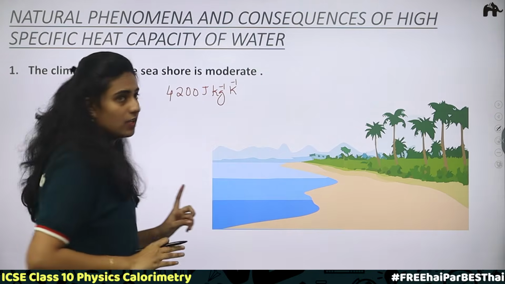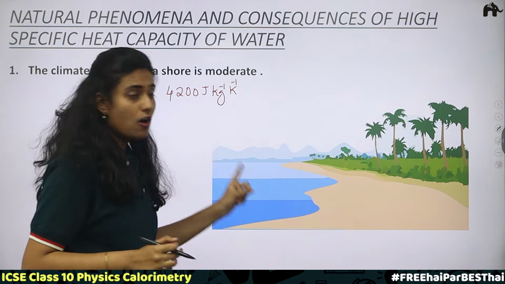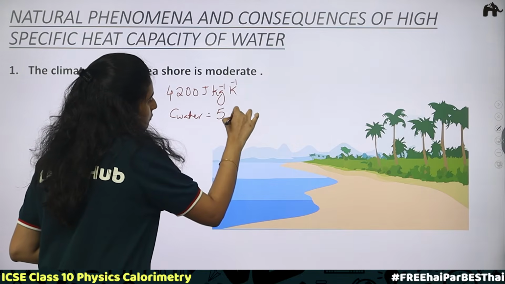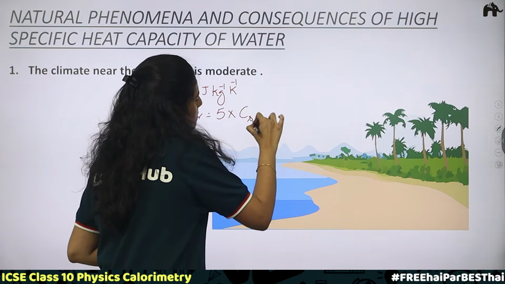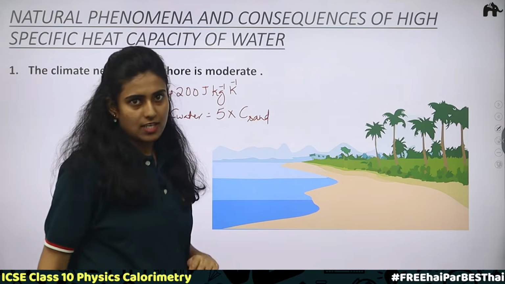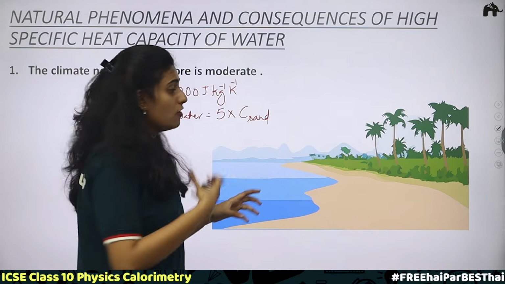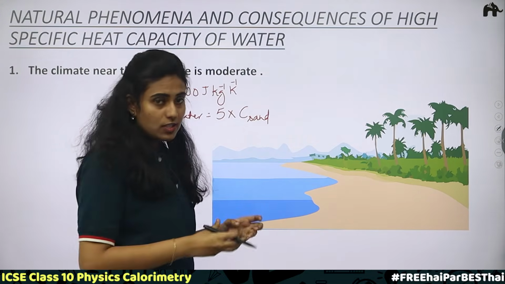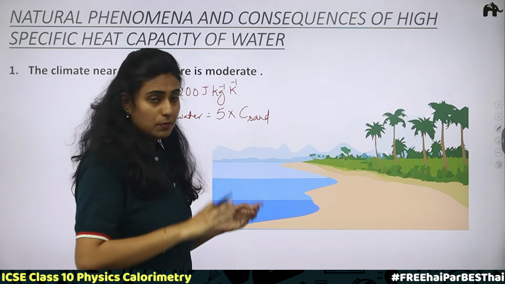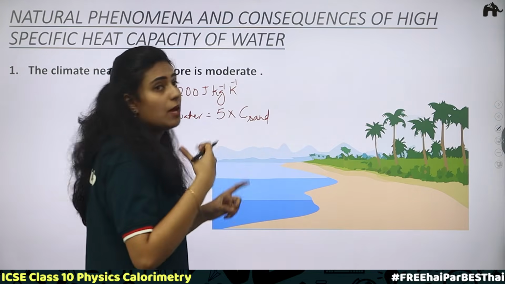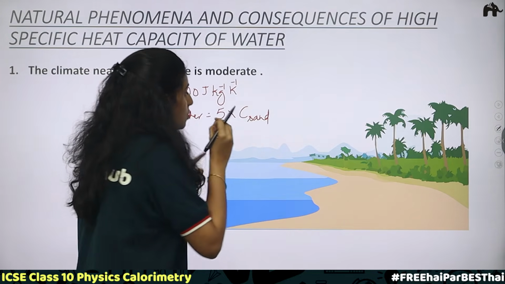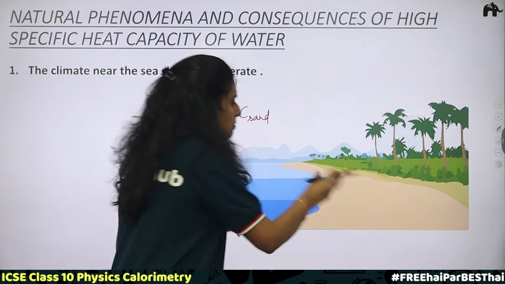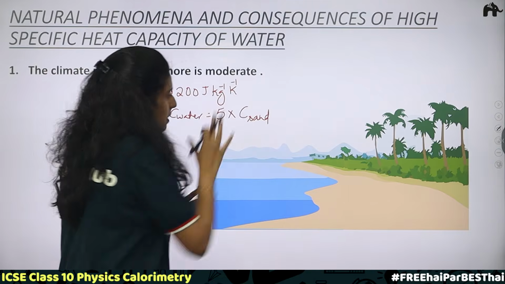Here you have to remember one thing: the specific heat capacity of water, C of water, is approximately 5 times the specific heat capacity of sand. Which means the amount of heat energy required to raise the temperature of a given mass of water by a given temperature will be 5 times the amount of heat energy required to raise the temperature of the same mass of sand by the same temperature.